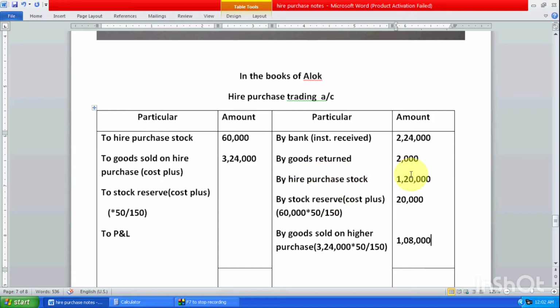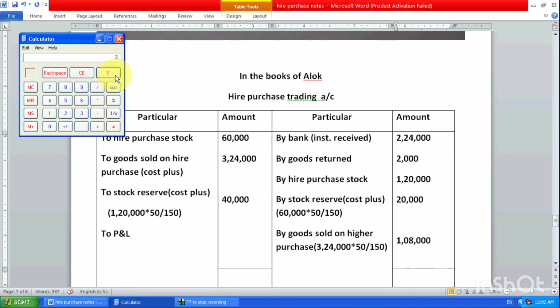Now the closing stock. Closing stock is 1,20,000. This 1,20,000 is the total overall value of 150, so now we have to separate the 50%. So 1,20,000 into 50 divided by 150, we are getting 40,000. Income is always extra, expense is always less. So let's add all: 2,24,000, 2,000 plus 1,20,000 plus 20,000 plus 1,08,000.